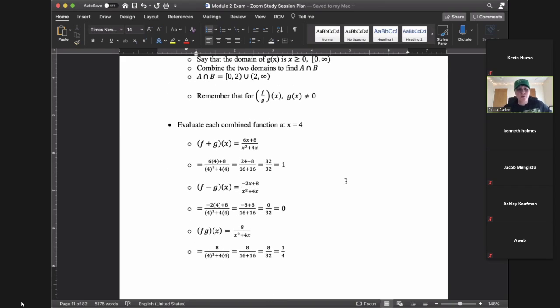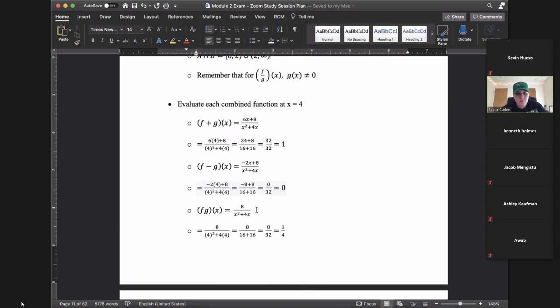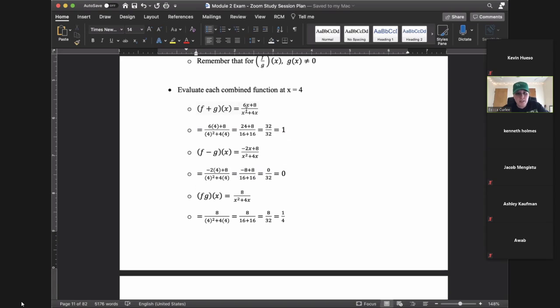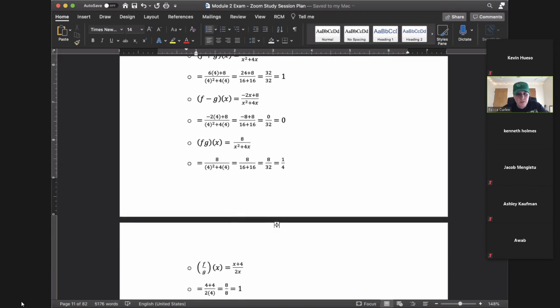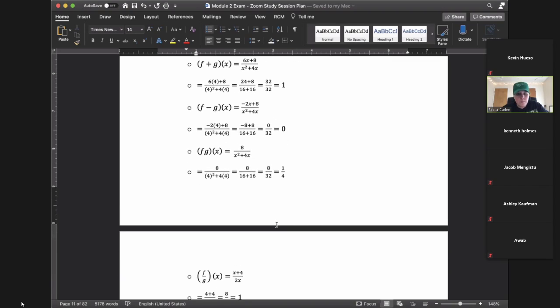Sometimes you're asked to evaluate all the combined functions that you found. I don't think that it'll be like this on this test, but in homework and everything like that, sometimes you're asked to evaluate each combined function at a given value, like for x equals 4. So you just plug in 4 for everything, and that's pretty straightforward. It's just plugging in anything for the x's. So we don't really have to go over that. I just thought I would include it.